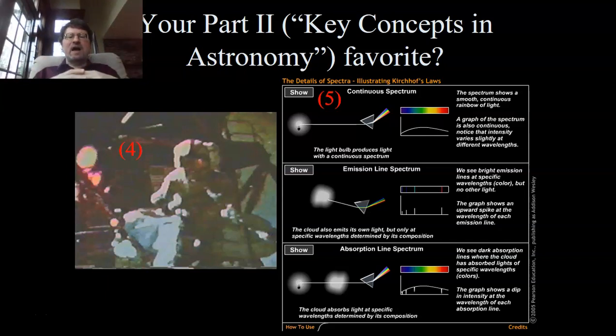And in chapter 5, we showed you some spectral tubes which emitted light, and we saw that that light was broken up into its constituent colors. Now, I picked a favorite here. It's a tough one. What's your favorite?